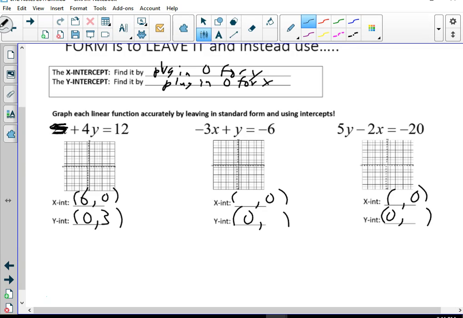When I plug in a 0 for x, right, then I get 4y equals 12. Divide by 4, y equals 3. What about the 2? But it got covered up. I plugged a 0 in for the x. 0 times 2 is 0, hence the cover-up method. The 0 makes it disappear. Now, it's very easy, like we talked about previously. You just go to 6, 0, put a dot somewhere around there. 0, 3, put a dot, and then you just connect the dots.